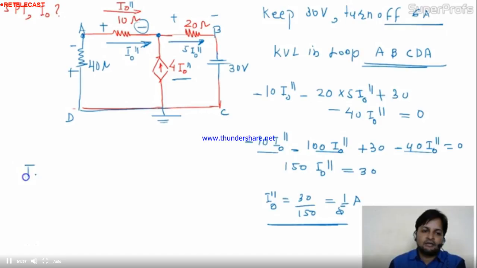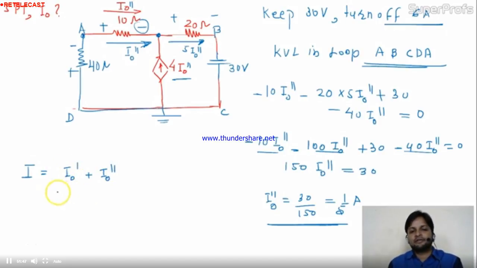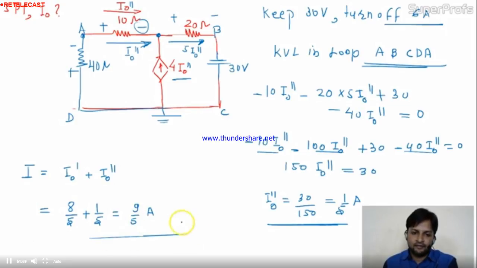So I total now, this is the I final, I total. I total is nothing but I naught plus I naught double dash. Though we know the direction of the I naught and I naught dash and I naught double dash is the same. Initially we got the value 8 by 5. Here I got the value 1 by 5. So finally this is nothing but 9 by 5 ampere. This is the solution of this circuit by superposition theorem.